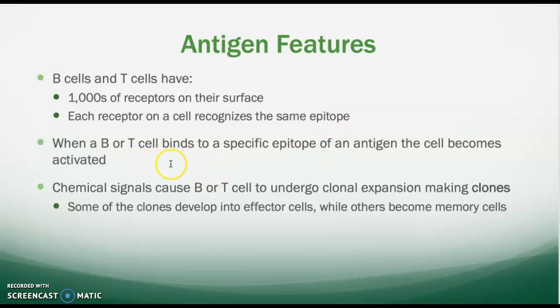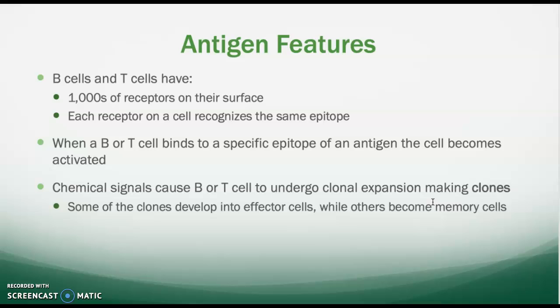So when that B or T cell binds to a specific epitope of an antigen, that's when the cell becomes activated. And so if there's one T cell that recognizes that triangle-shaped antigen, when it actually binds to that specific epitope of the antigen, it's going to become activated. And when it becomes activated, it will begin to go under what is called clonal expansion. It's basically going to make an army of clones, T cells, that recognize triangle antigens.